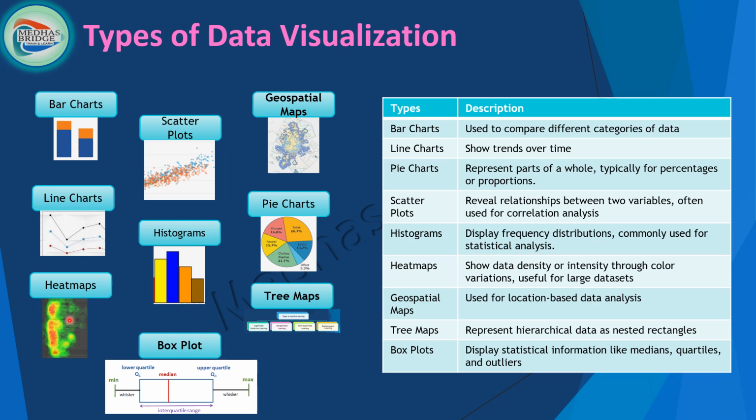See here, heat maps. It shows the data density or intensity through a color variation, useful for large data sets. That's a kind of hint at what sort of applications can leverage heat maps. Let's look now at geospatial maps. Geospatial maps are used for location-based data analysis.